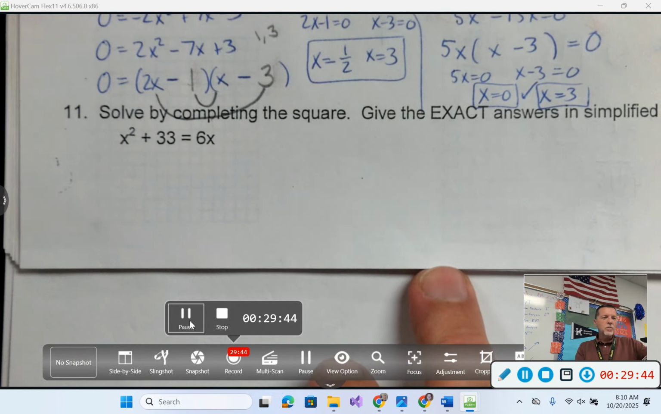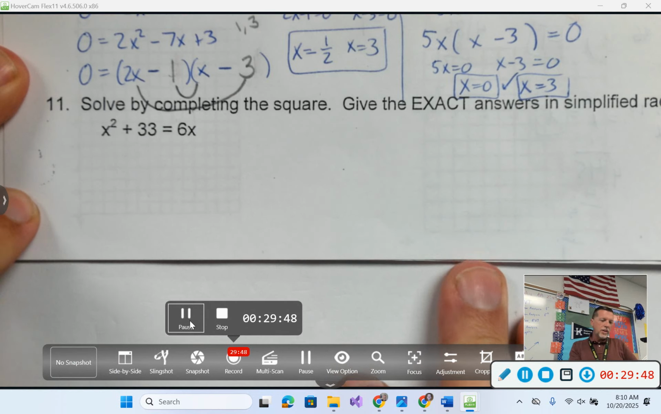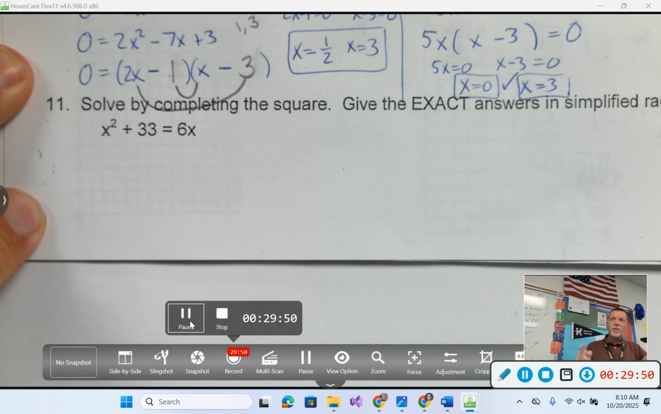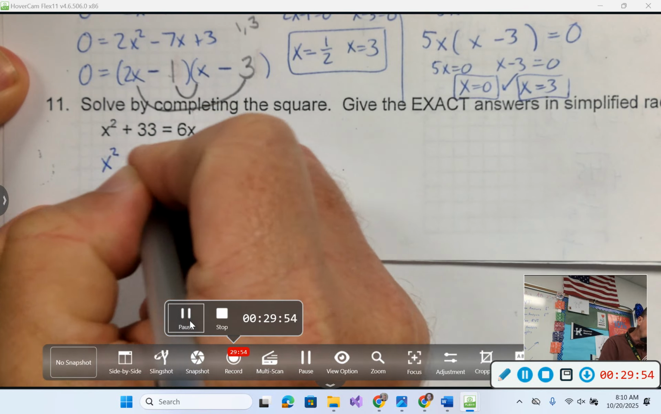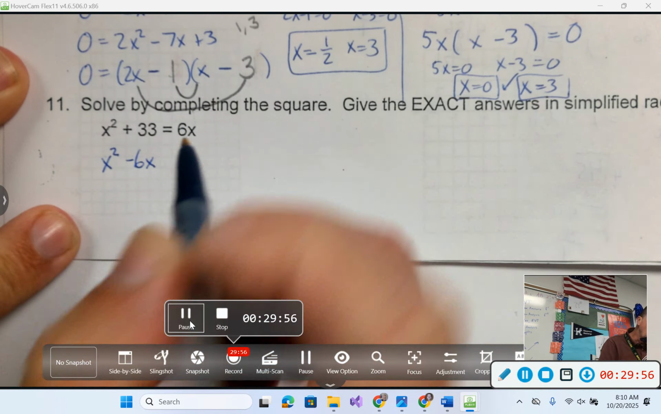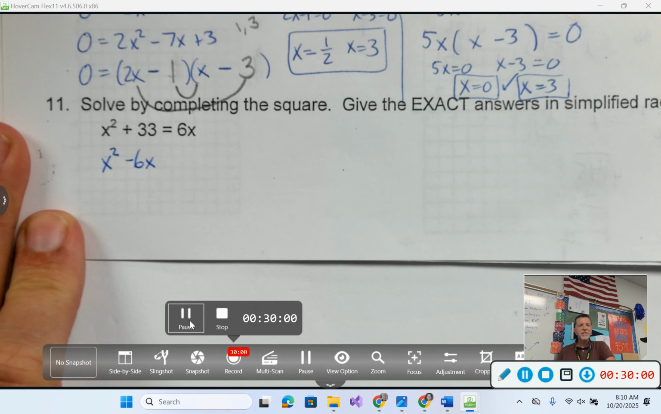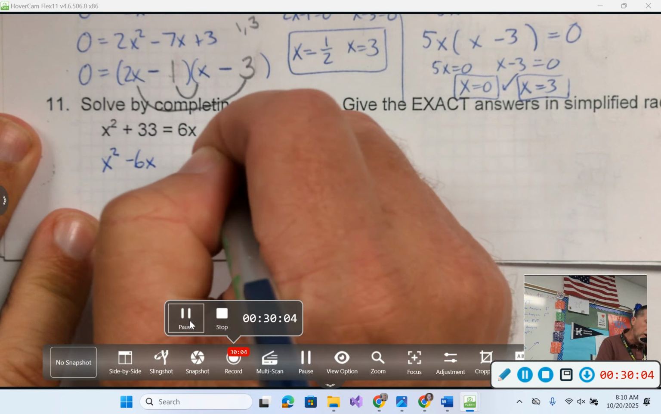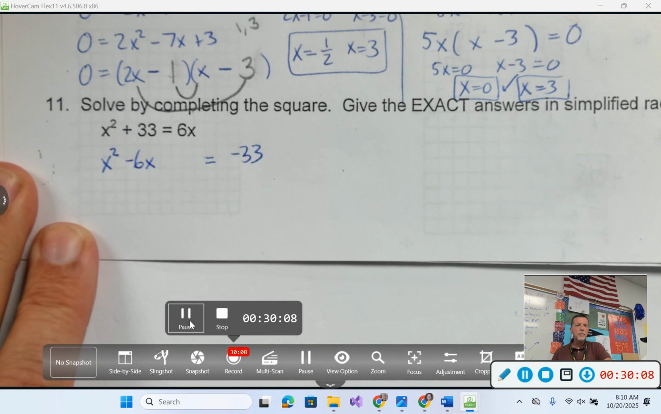Okay, let's do one more and then we'll be done for today. Solve by completing the square. Jordan gave us the first step already. He said move the 6x over. I'm a little pressed for space, so what else should I do? What else should I move around here? The 33. Let's get the 33 out of the way. So I'm going to subtract it to the other side.